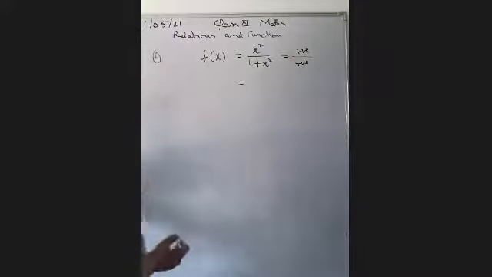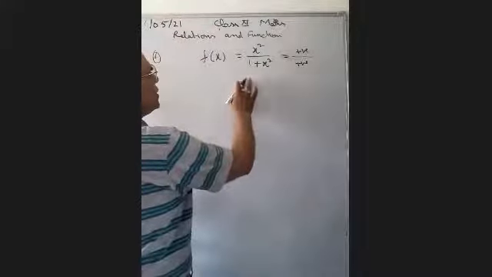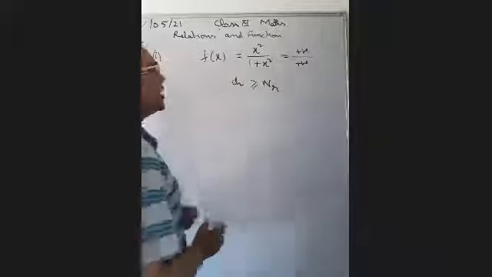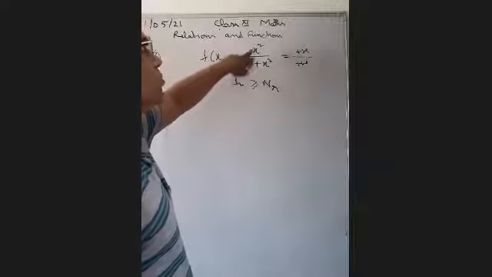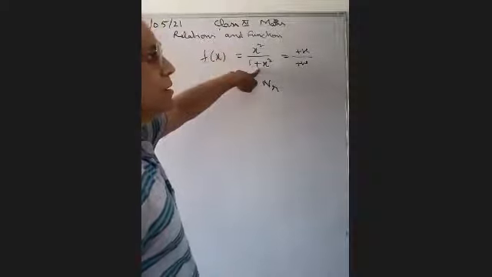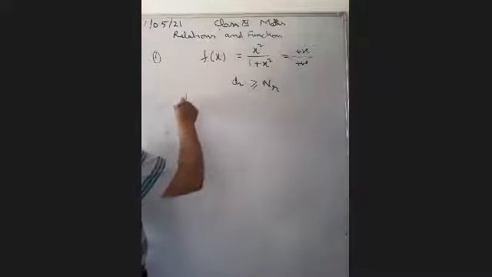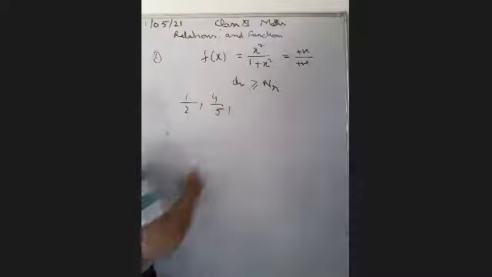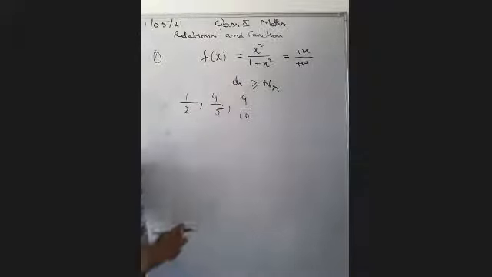A negative number will not come in the result, because it is a square. But we know that the denominator is greater than the numerator. How is it bigger? Here you can take any value: if you take 1 it becomes 1/2, if you take 2 it becomes 4/5. If you put x is equal to 1, you will get 1/2. If you put x is equal to 2, then you will get 4/5. If you put x is equal to 3, then 9/10. You will get one number more in the denominator than the numerator.